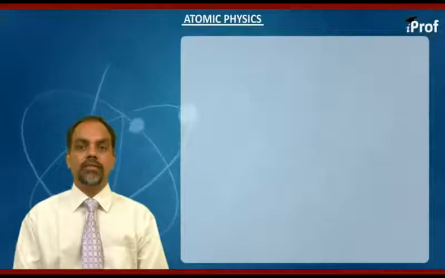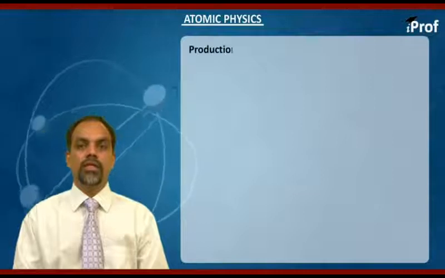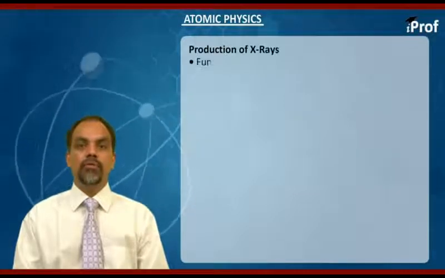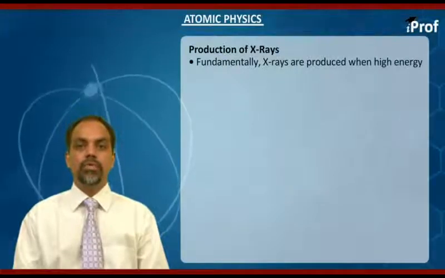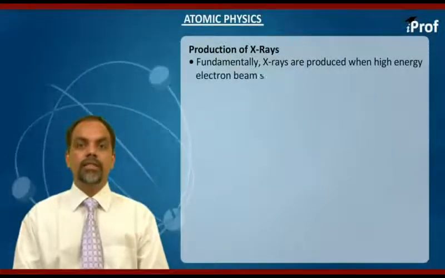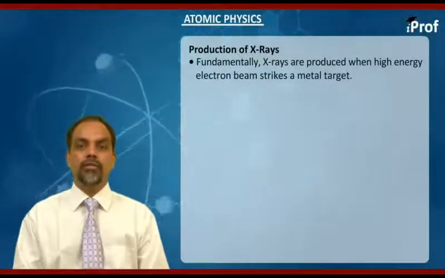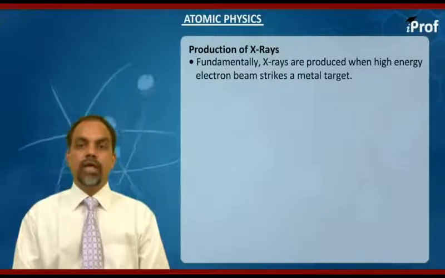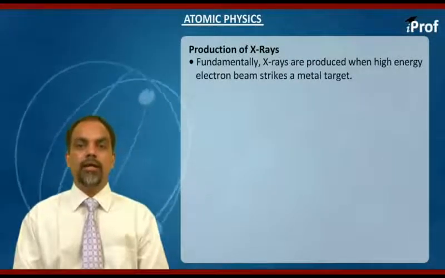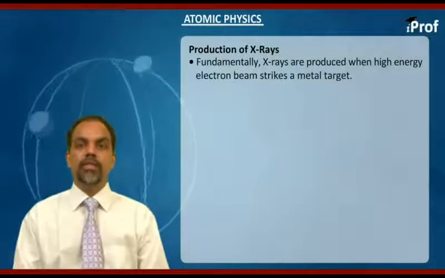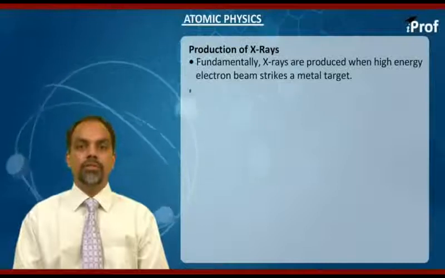The crystal structure. Now let's move slowly into how these X-rays are produced. Fundamentally, X-rays are produced when a high energetic electron beam strikes a metal target. So that is the basic. When high energetic electron beams hit and penetrate metal targets, specifically those having high atomic numbers, X-rays are produced.